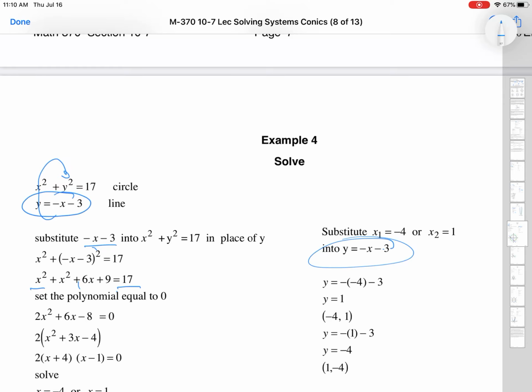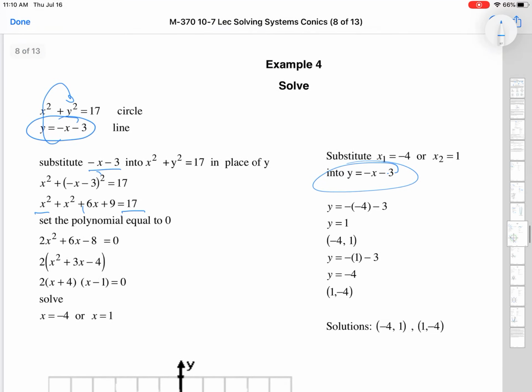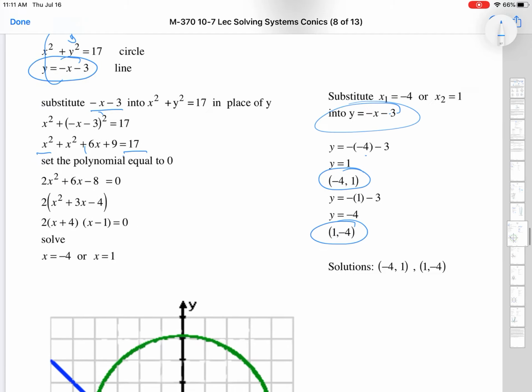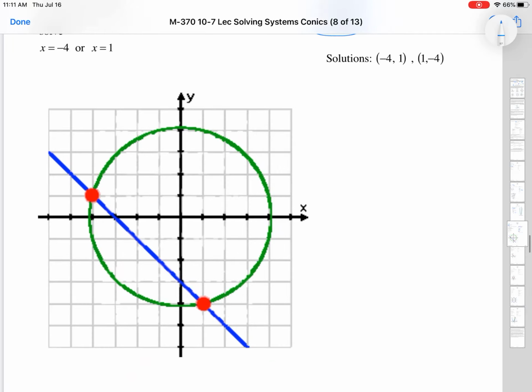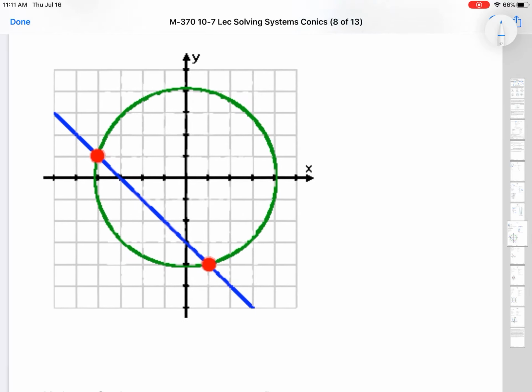Can pull a 2 out and be left with that. Factors of 4 that subtract to be 3 are 4 and negative 1. And so there we go. Negative 4 and 1 we have to plug in, and so we use the line. Negative of negative 4 plus 3 is 1, so 4, 1 is a point of intersection. I'm sorry, negative 4, 1. And we plug in the 1 and get negative 1 minus 3 for negative 4, and 1, negative 4 is a point of intersection. And then he used a graphing utility to show you where those were.